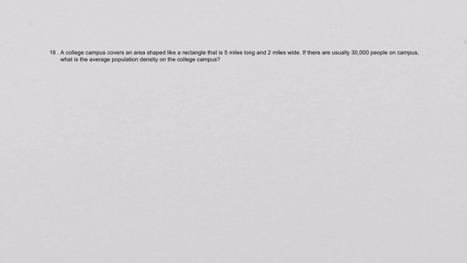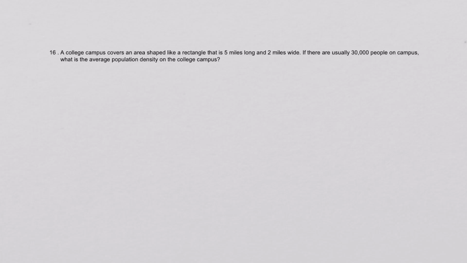Okay, now let's look at number 16. It says a college campus covers an area shaped like a rectangle that is 5 miles long and 2 miles wide. If there are usually 30,000 people on campus, what is the average population density on the college campus?